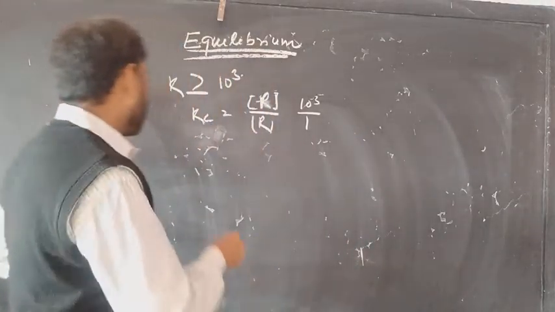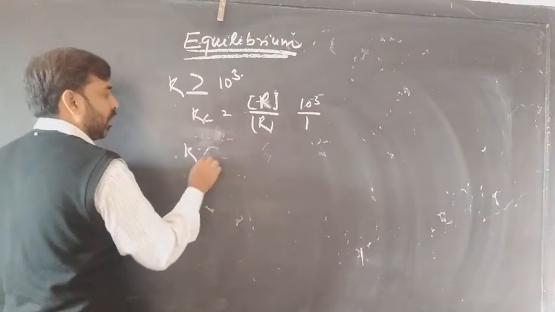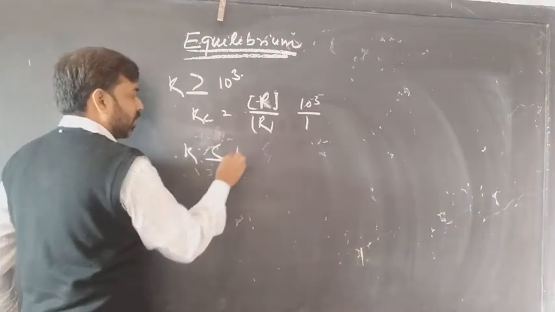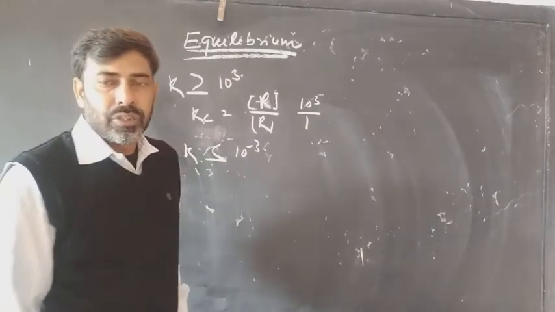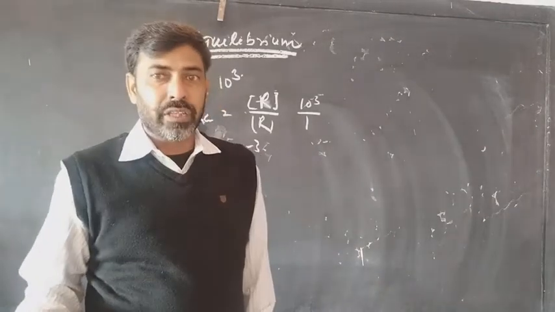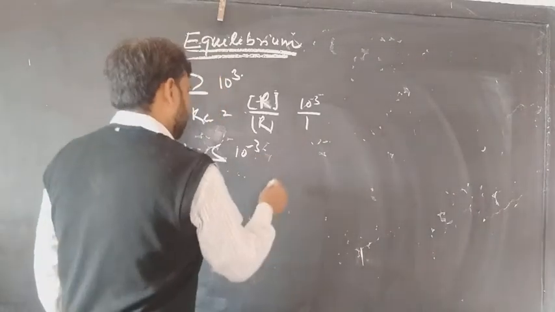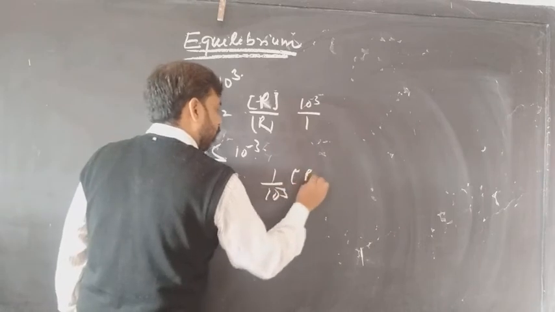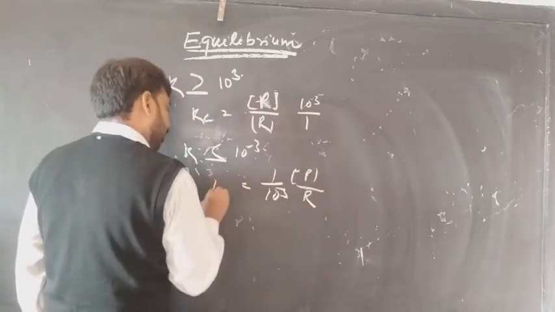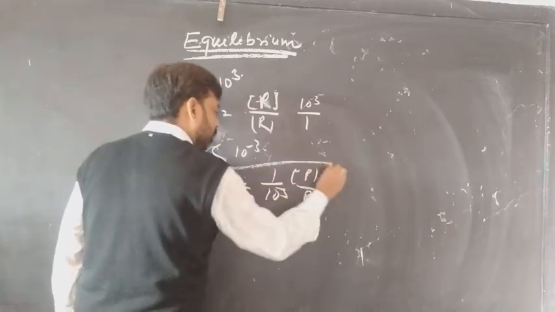But if the value of Kc is equal to or less than 10 to the power minus 3, then in this condition you can say almost no reaction, because this value is considered as 1 by 10 to the power 3, which is the concentration of product by the concentration of reactant, that is the value of Kc.